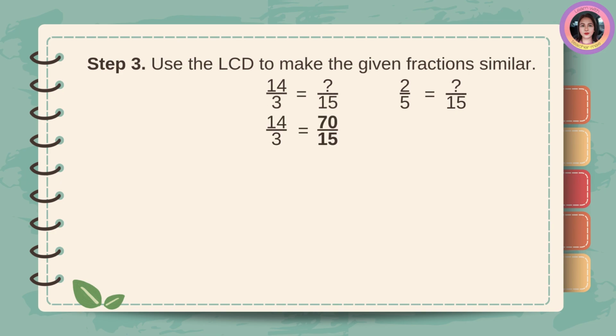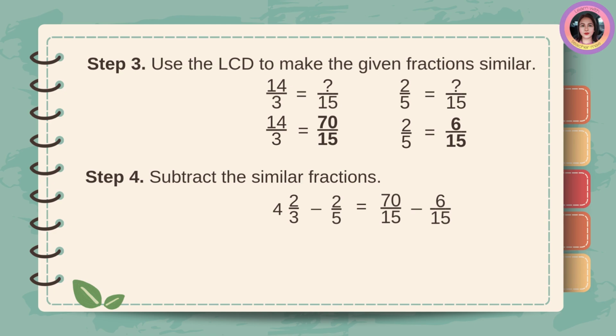Step 3, use the LCD to make the given fractions similar. The equivalent fraction of 14/3 is 70/15. The equivalent fraction of 2/5 is 6/15. Step 4, subtract the similar fractions. 4 and 2/3 minus 2/5 is equal to 70/15 minus 6/15. Subtract the numerator 70 and 6. 70 minus 6 is equal to 64. Then copy the denominator 15. The answer is 64/15 or 4 and 4/15.